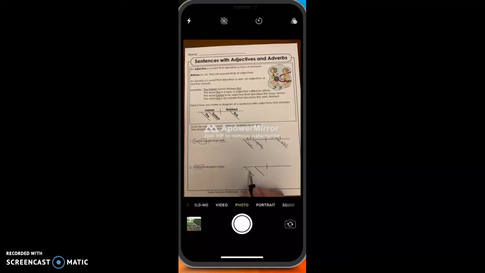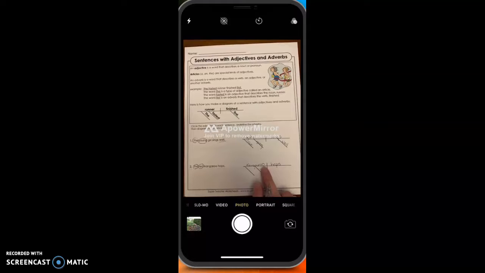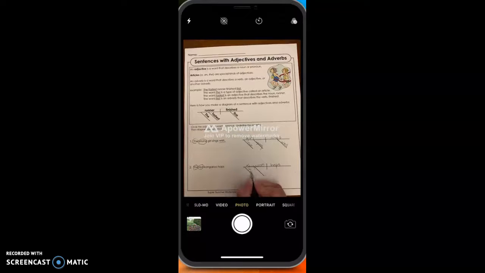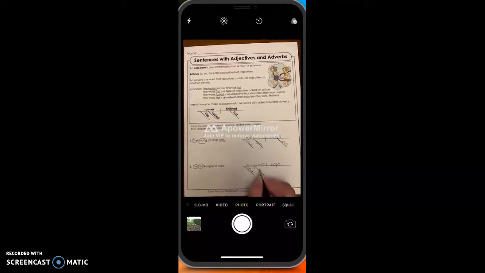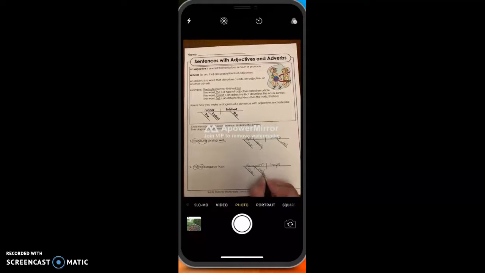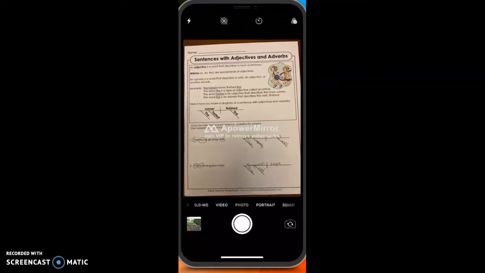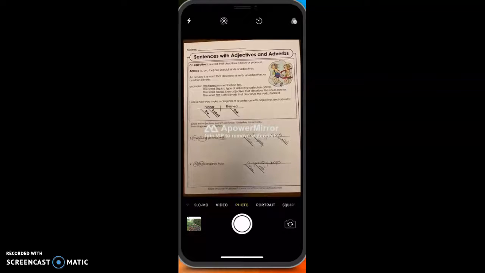So to diagram this, we need to go ahead and put our subject here, which is kangaroo. And our verb, which shows action, is hops. So hops would go here. And then underneath our subject, we need to put our adjectives. So we have our article, the. And then we'd have our other adjective, which describes the kangaroo's color, which is red. Okay, so there's the first 2. And that's how you diagram adjectives and adverbs.